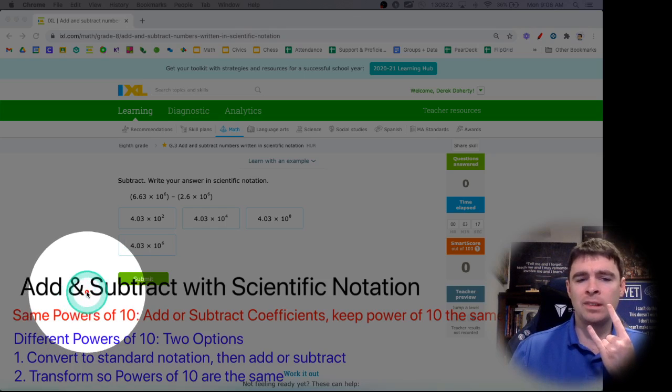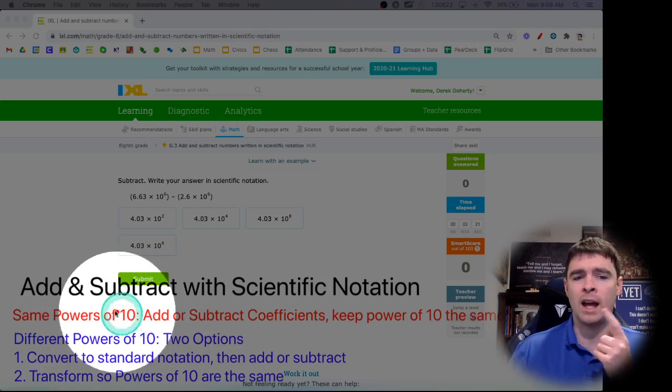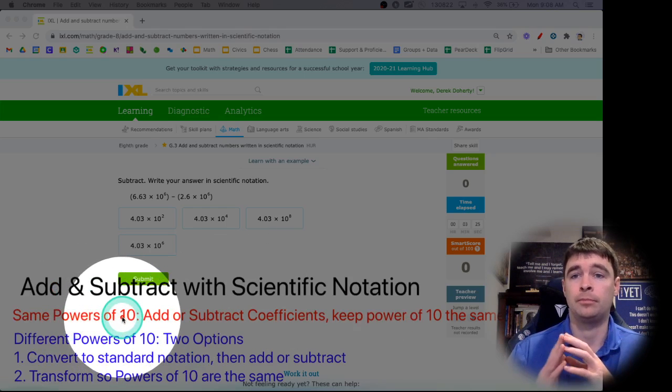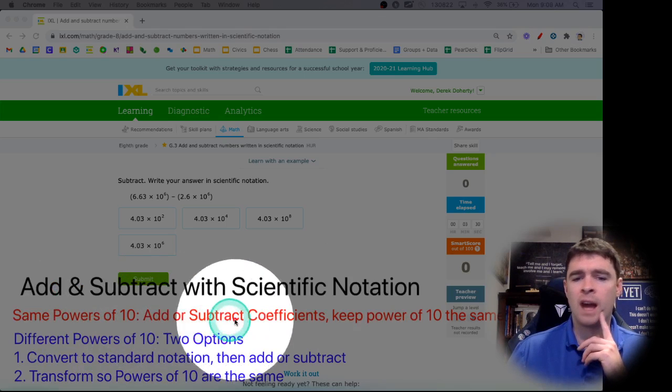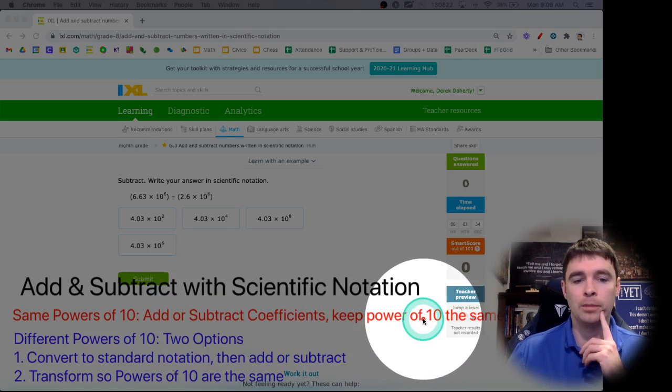There's really two types of scenarios you'll run into. The simpler or the easier situation is if they ask you to add or subtract scientific notation numbers that have the same powers of 10. If they have the same power of 10, all you need to do is add or subtract the coefficients, and then that power of 10 stays the same.